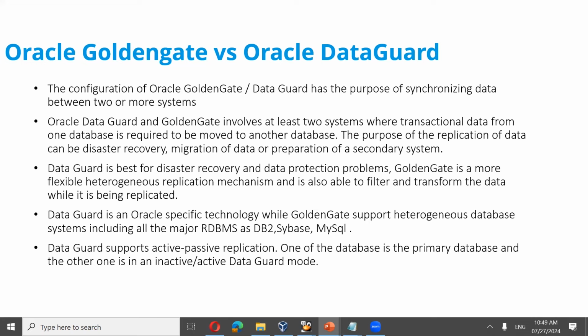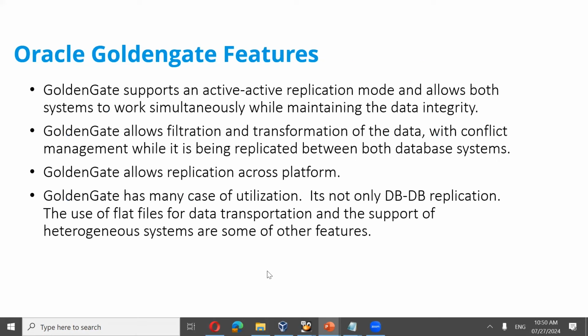Data Guard is an Oracle-specific technology, while GoldenGate supports heterogeneous database systems including all major RDBMSs. Data Guard only works in unidirectional mode, GoldenGate can work in a bidirectional environment as well. So Data Guard supports active-passive replication: one of the databases is primary and another one is standby, or Active Data Guard. However, with GoldenGate, both are active-active. GoldenGate supports active-active replication and allows both systems to work simultaneously while maintaining data integrity.